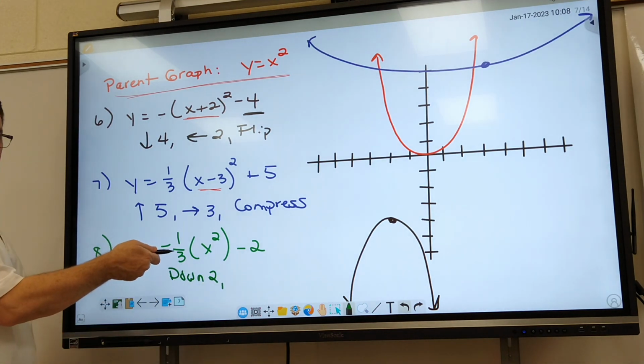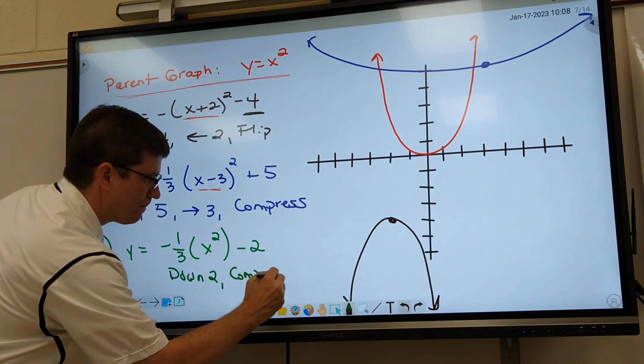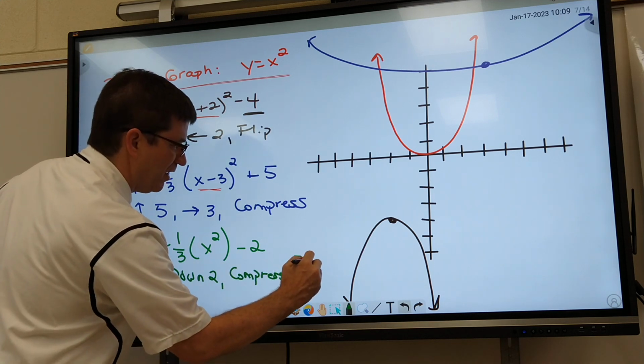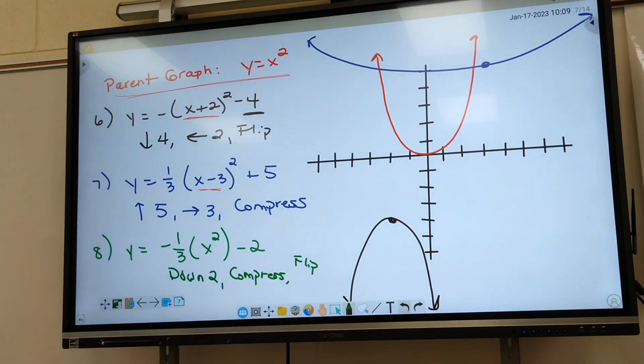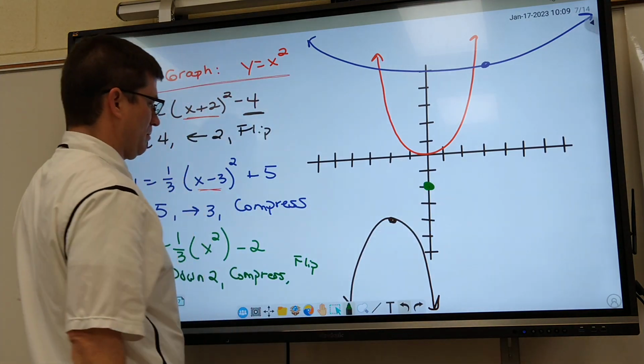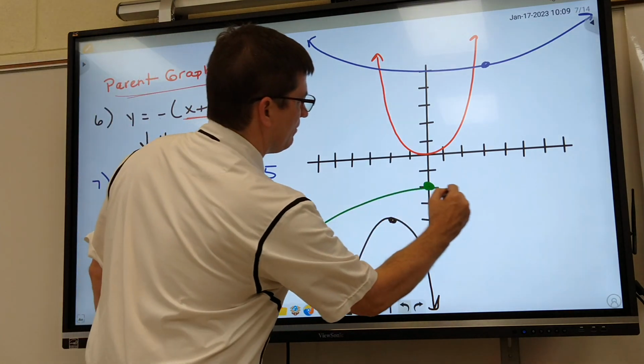Now I got a fraction again, so again I got to compress it. And I've got a minus, which is a reflection. So I'm going to write flip. Down 2, put a point. I got to flip it, and I got to make it really fat.